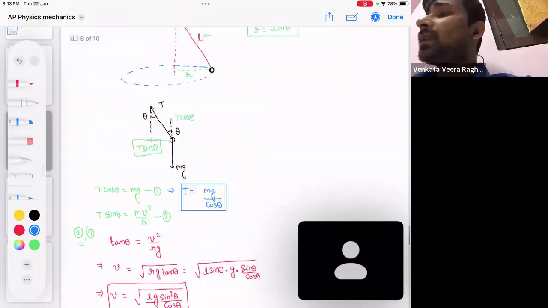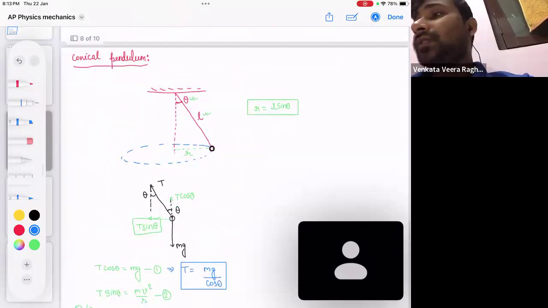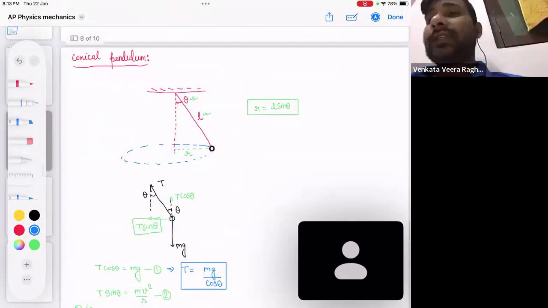So this is called a conical pendulum, but it is also what? It's a motion of the particle. And what we learn about this motion is that in circular motion, the net force which is acting towards the center should be equal to mv square by r or m omega square r, depending on whether the question asks the velocity or the angular velocity.